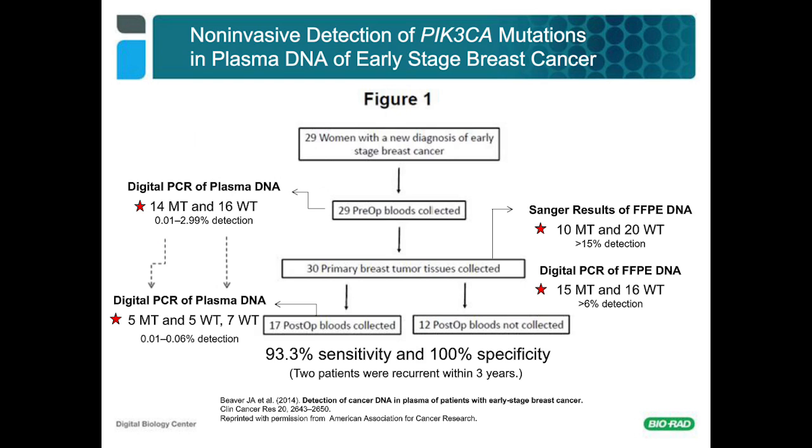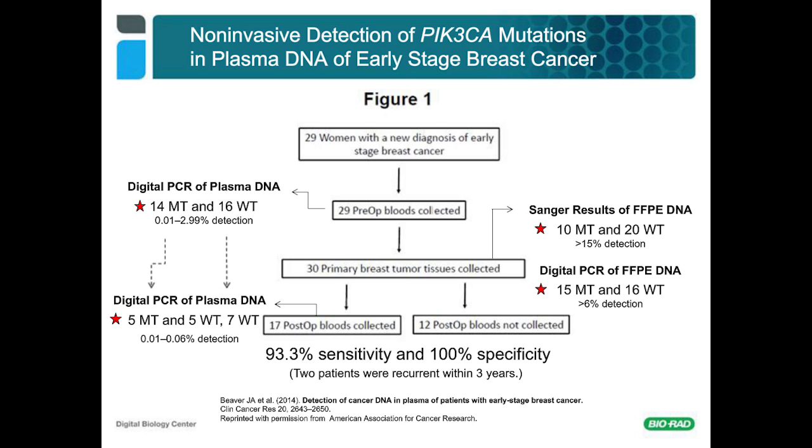The clinicians took both preoperative blood samples and postoperative blood samples, in addition to FFPE samples of the excised tumors. The tumors were sequenced by Sanger sequencing, and 10 patients were found to have PIK3CA mutations. However, when digital PCR was applied to those exact same samples, an additional 5 patients were found to have PIK3CA mutations. This was due to the greater sensitivity of ddPCR.